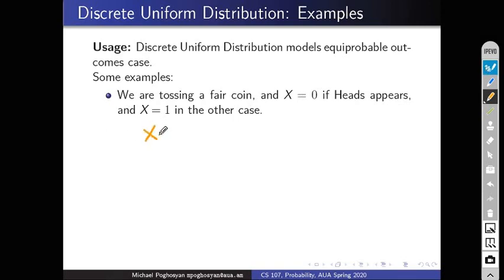the distribution of x will be, so it is taking two values, 0 and 1. It is taking the value 0 if heads appears. And so the probability of 0, when we will have heads, is 1 over 2. And the probability of tails is again 1 over 2. So this is the case when probabilities are equal, the equiprobable case.